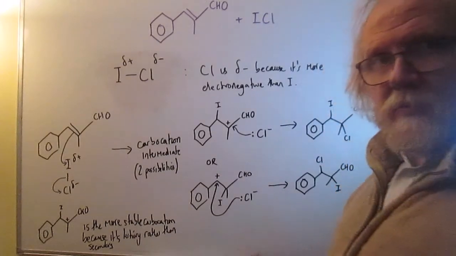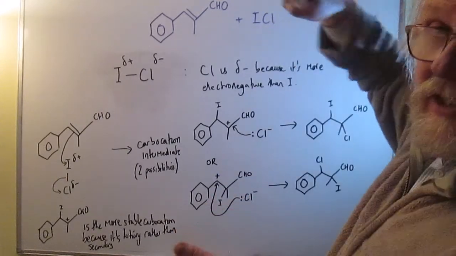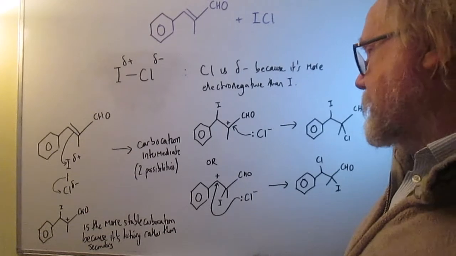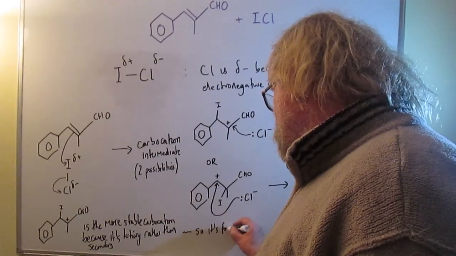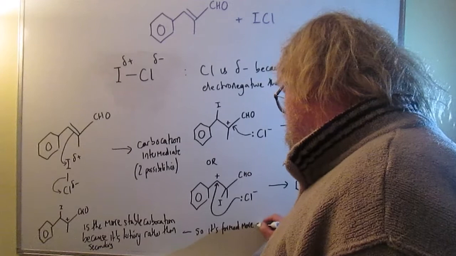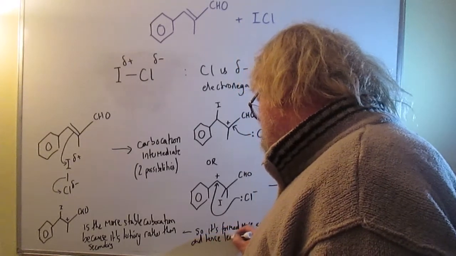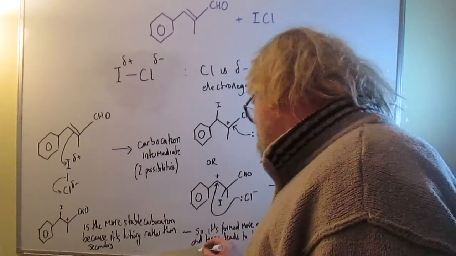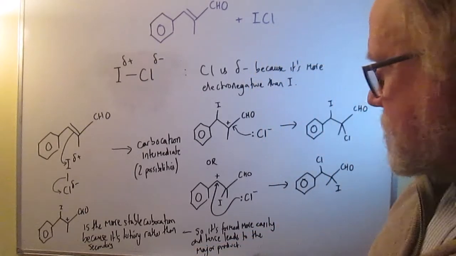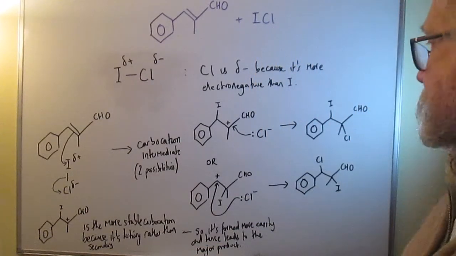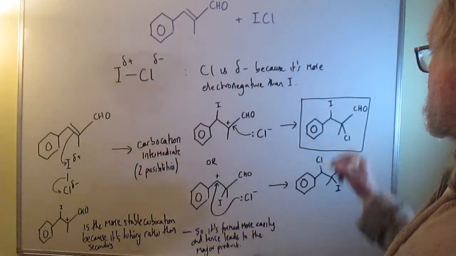And if it's more stable, it's formed more easily because carbocations are higher in energy than the reactants, so you need to find extra energy to reach them, and the higher they are, the more difficult it is to find that extra energy. So it's the more stable one, so it's formed more easily, and hence leads to the major product. Okay, so this is the kind of explanation you need. It's got to be very clear that you're talking about the stability of the carbocations, not the stability of the product. So this is the more stable carbocation, and therefore this is the major product.